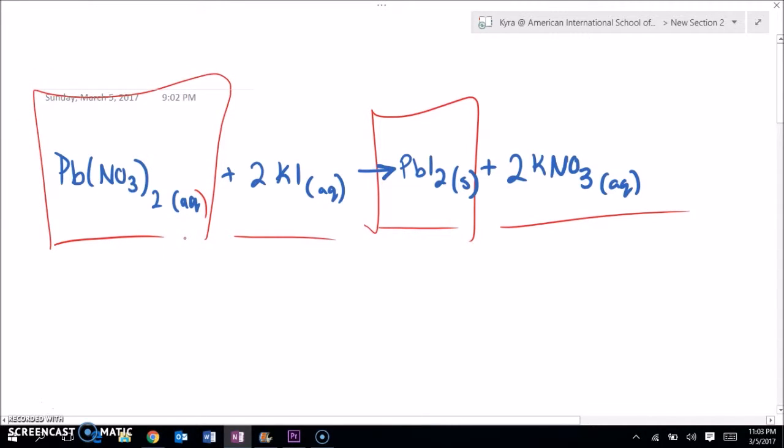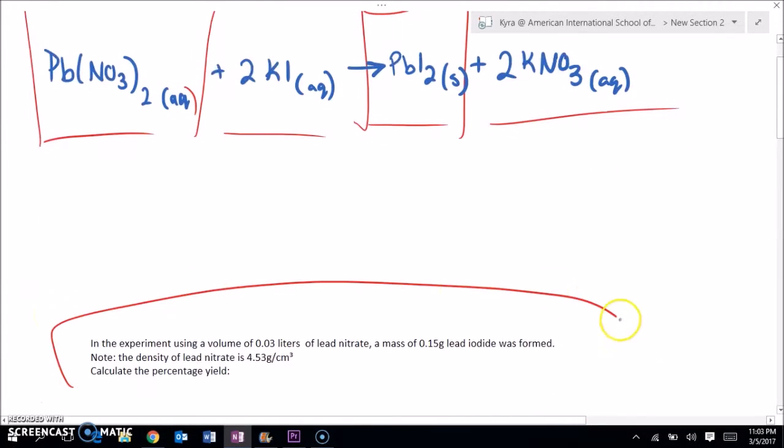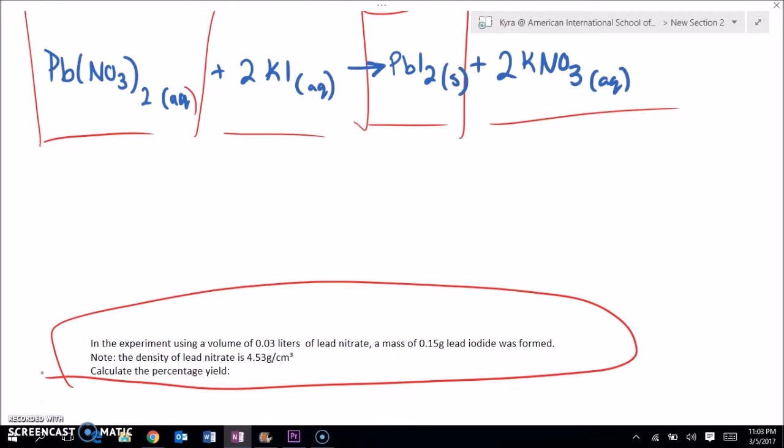So using an example from my experiment, I will work out the percentage yield. In the experiment, using a volume of 0.03 liters of lead nitrate, a mass of 0.15 grams of lead iodide was formed. Note, the density of lead nitrate is 4.53 grams per centimeter cubed. So calculate the percentage yield with the knowledge given.